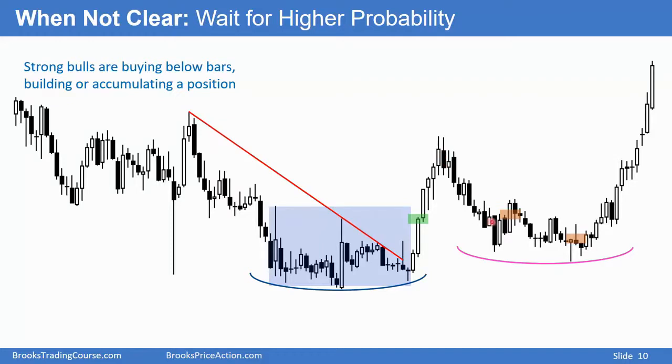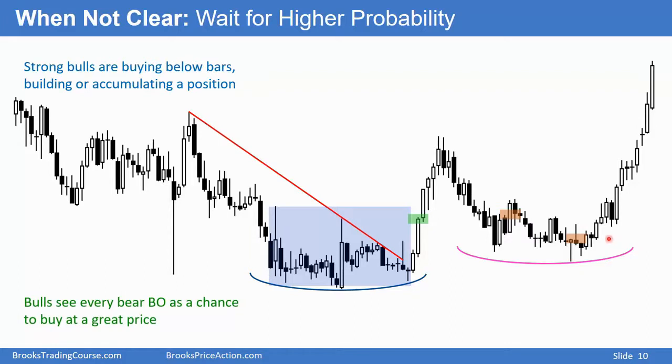The bulls see this as a weak reversal attempt on the part of the bears. They know the odds are it's not going to be a bear trend, that we're not going to break below this low, and therefore they start buying below bars. They'll buy below this bar. They'll buy below this bar. They're starting to accumulate a position.